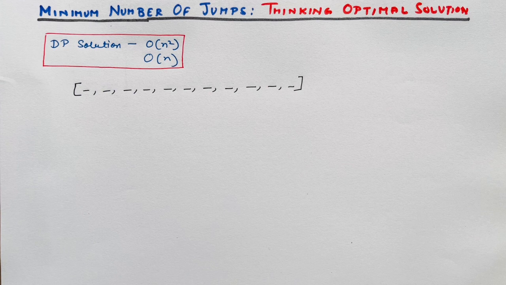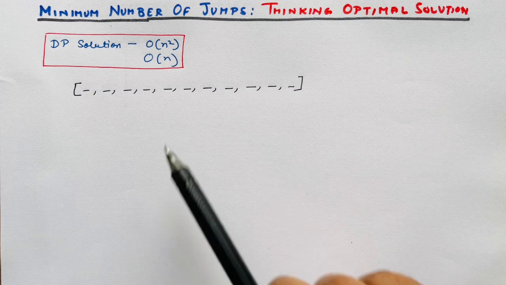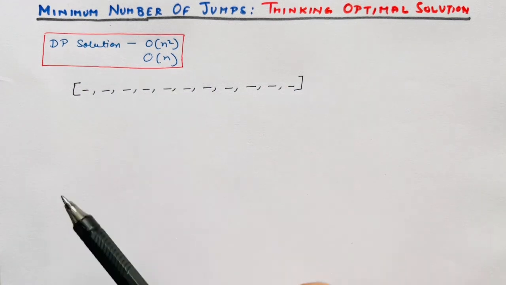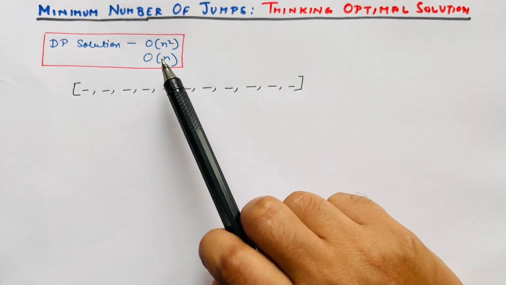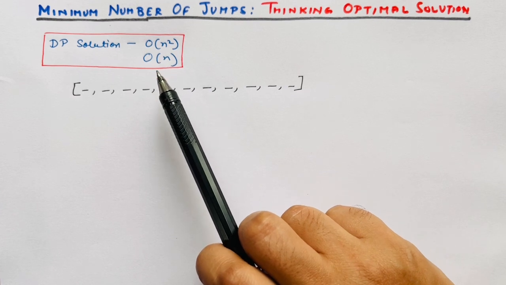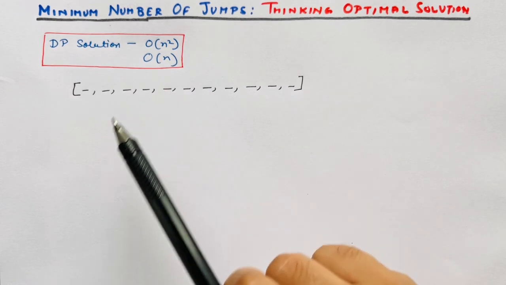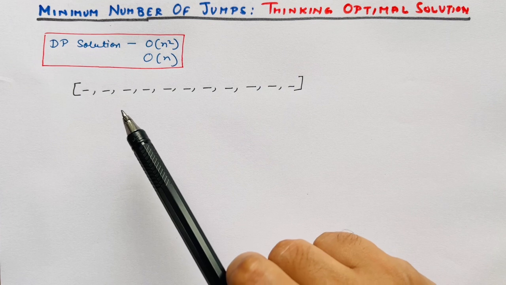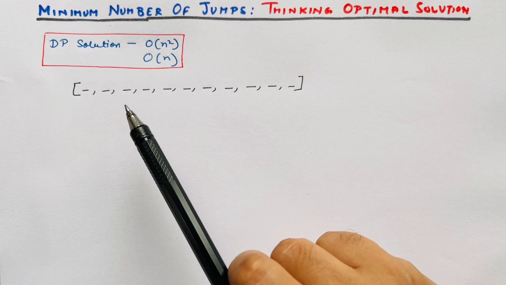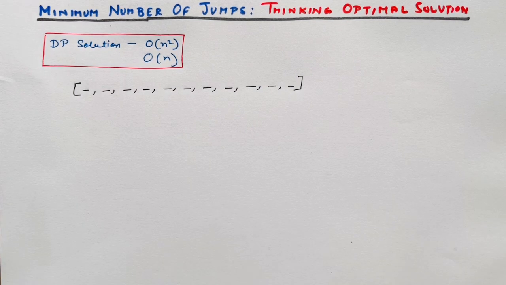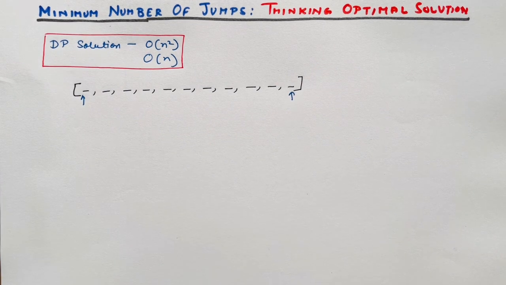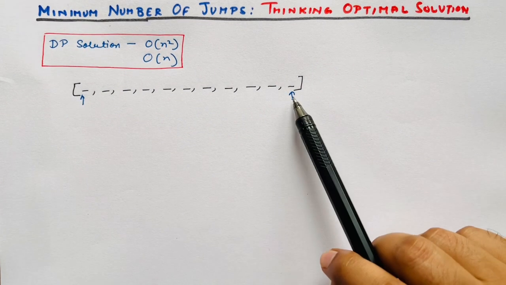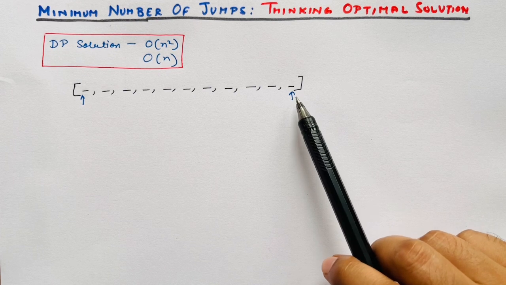So far, both of our solutions, the top-down DP solution and the bottom-up DP solution, have had the following time and space complexities. The time complexity has been big O of n square and the space complexity has been big O of n. Let us see if there is a further optimal solution possible. To find that, let us think about the problem again. Our aim is to reach this index in the minimum number of jumps.